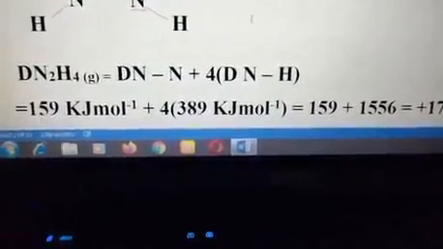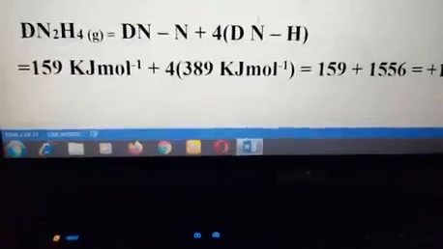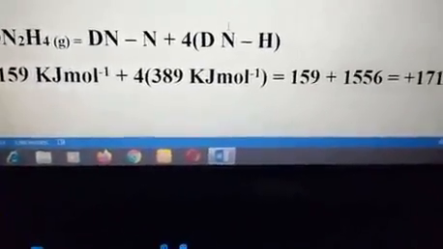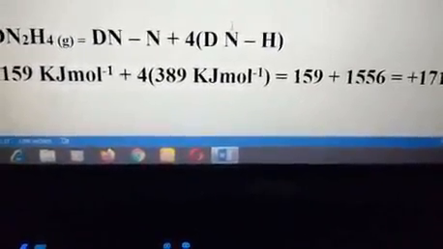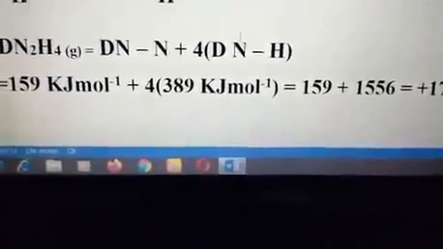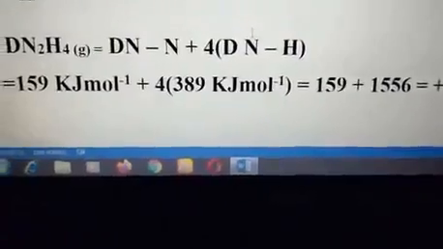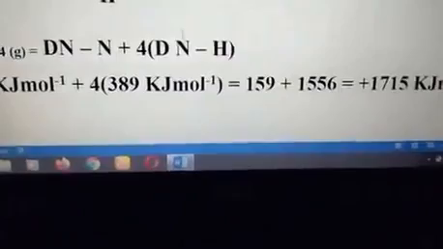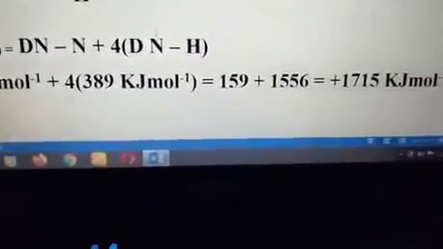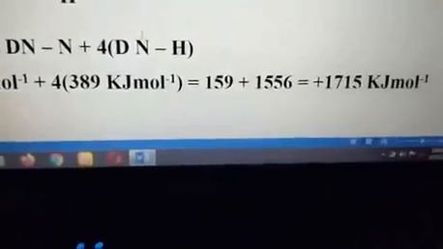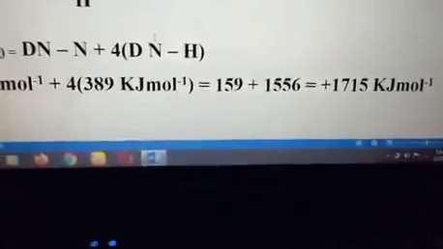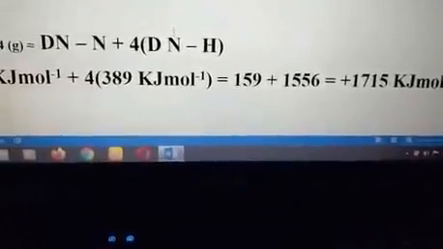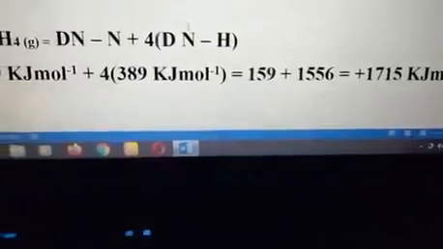The bond energy of nitrogen to nitrogen is 159 kilojoules per mole. The bond energy of nitrogen to hydrogen is 389 kilojoules per mole, multiplied by 4, since there are 4 of such bonds. If you solve, we have 159 plus 1556, which gives us 1715 kilojoules per mole. This is the total energy required to break all the bonds in hydrazine. That becomes the bond dissociation energy of hydrazine.